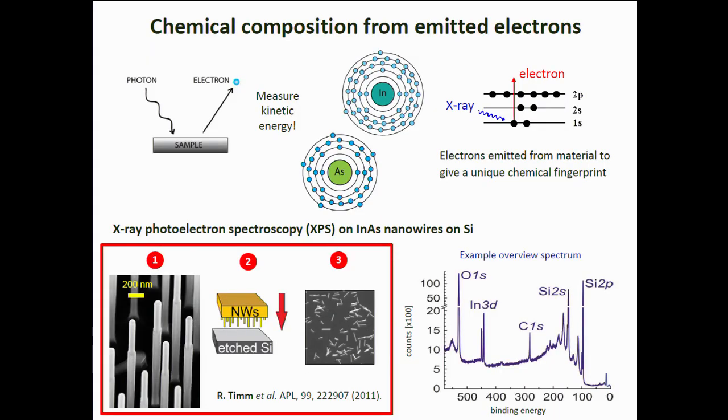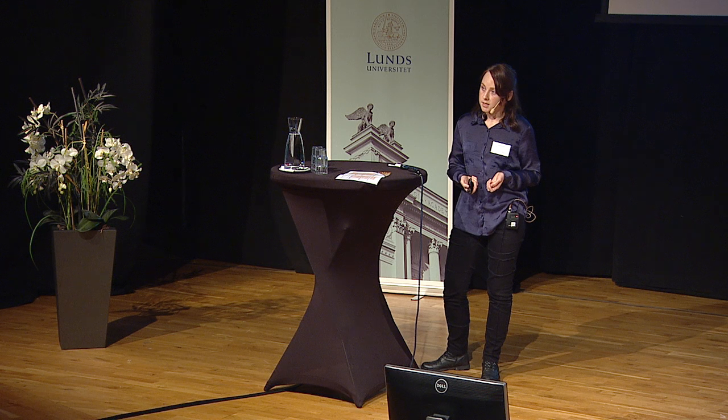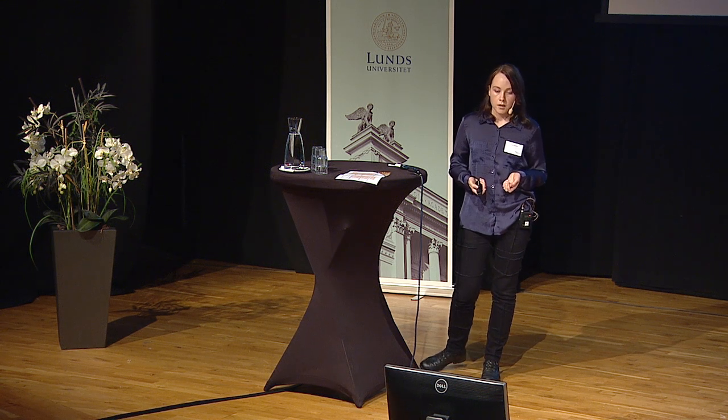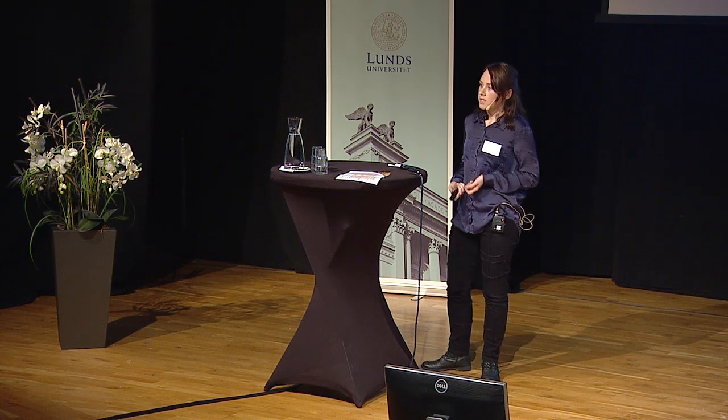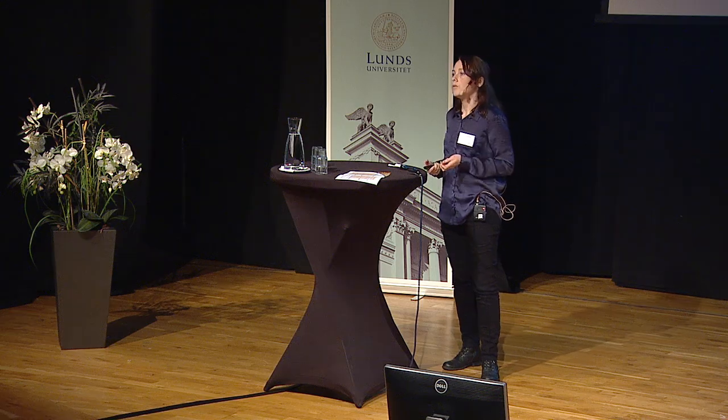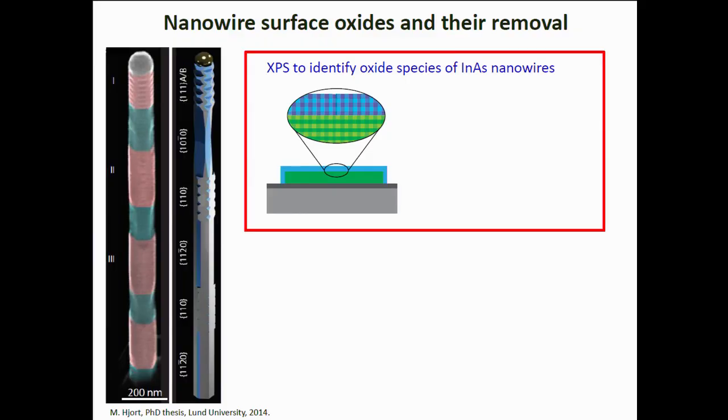This is quite a complicated spectrum, but all I want you to take from it is that these different peaks can be attributed to different species in your nanowires and also the underlying silicon substrate. XPS is a very surface-sensitive technique, so it's a great method to get a lot of detailed information on the surfaces of our nanowires. You can see an example of an indium arsenide nanowire on the left-hand side of the image, along with an illustration showing all the different types of surfaces which are possible during the growth process.